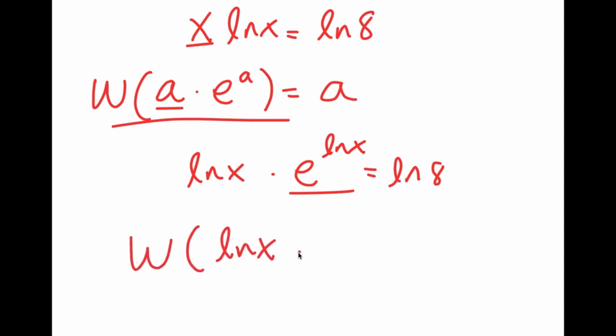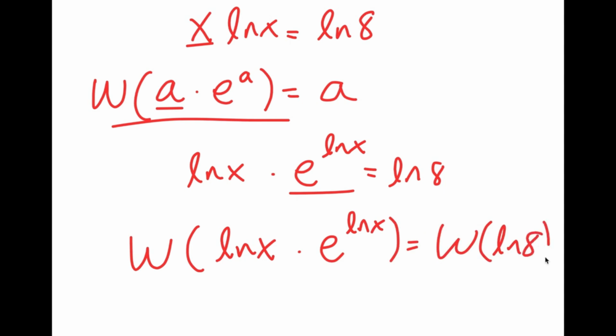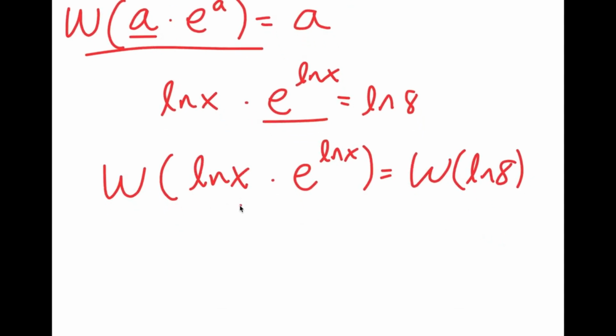So I have W of ln x times e to the power of ln x is equal to, what I do on one side, I have to do on the other side, W of ln 8. And this simply turns into ln x is equal to W of ln 8.